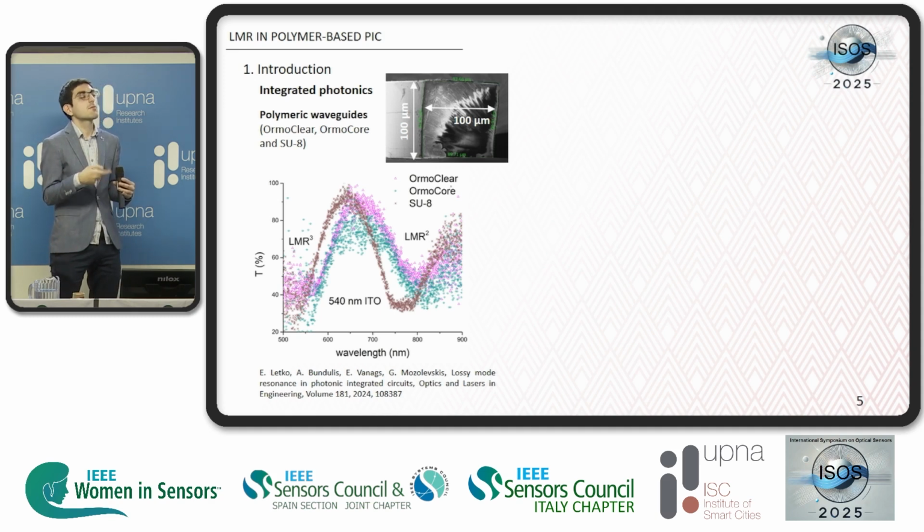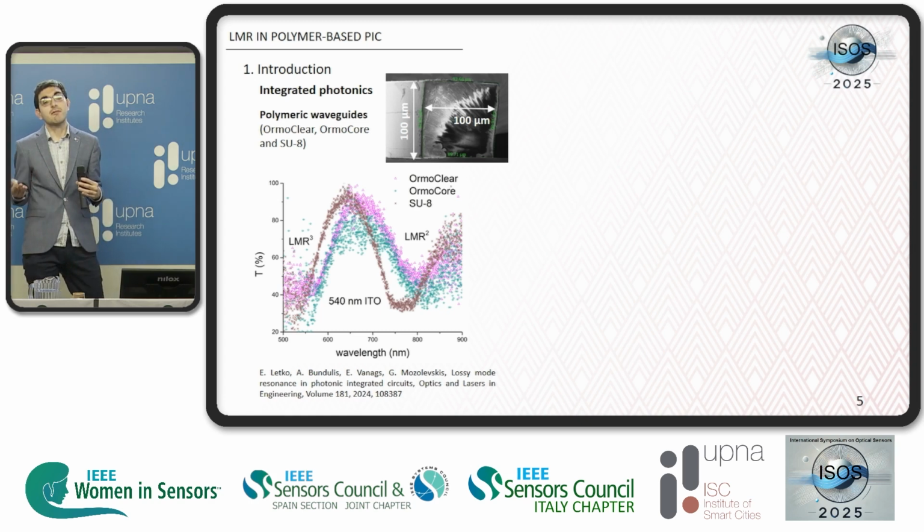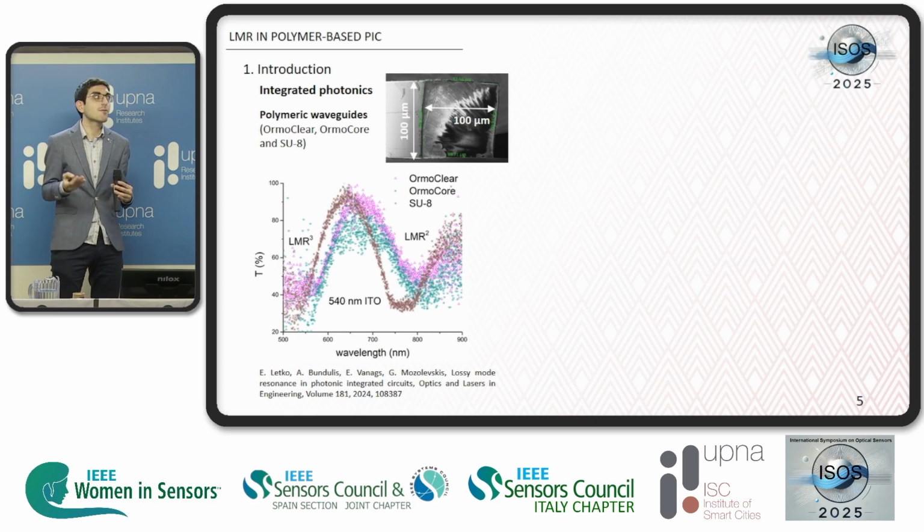The problem, or the main drawback, is that the waveguides are really large. They are 100 microns by 100 microns, which for integrated photonics, where dimensions are usually in the order of a few microns or less, is too large. This means that if we want to combine these LMRs with other devices within the same chip to get a more complex structure, it's not going to perform well.